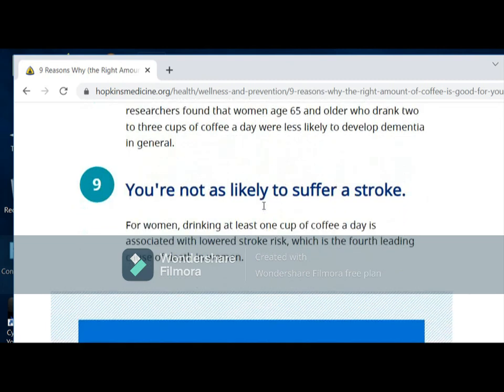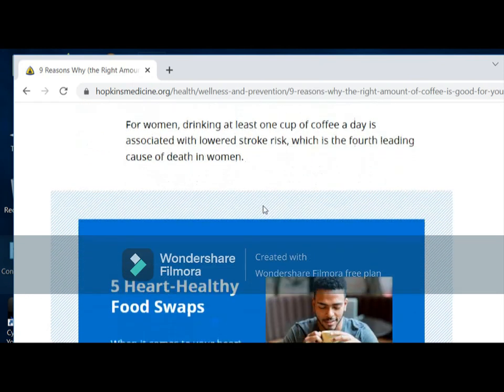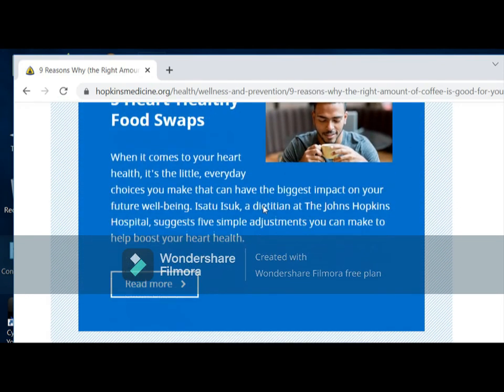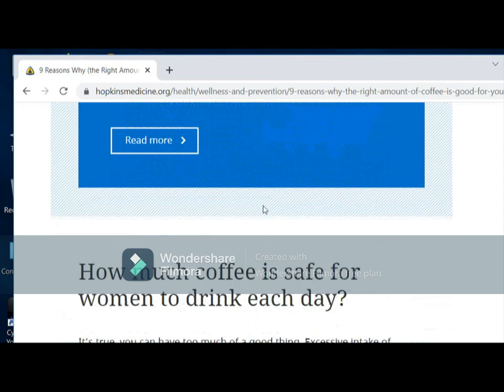You are not likely to suffer a stroke. Now that concerns the heart. For women, drinking at least 1 cup of coffee a day is associated with lower stroke risk, which is the 4th leading cause of death in women in the whole world. We have a reason now to begin drinking coffee wherever we find it.